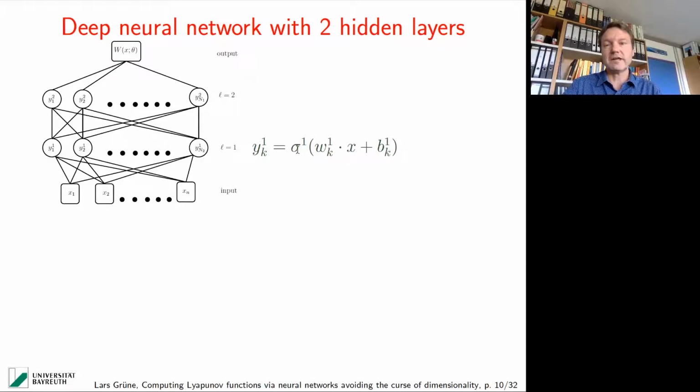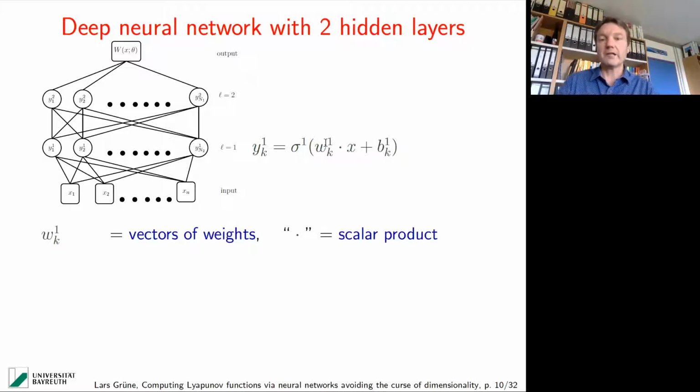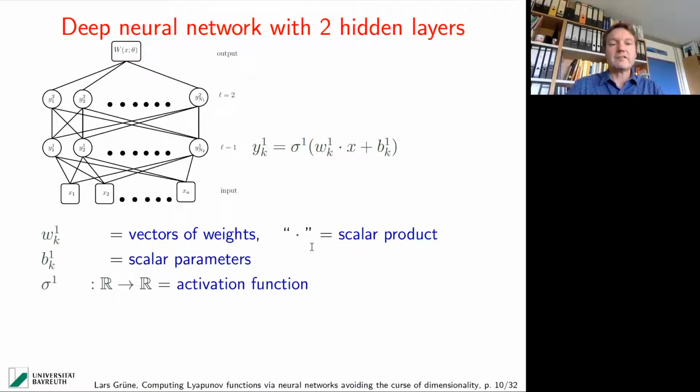How do we compute these? Well, these are the usual activation functions. So we make an affine combination of the input values, plug this into an activation function sigma 1, and then we get the value y k 1, and we do this for k from 1 to n1 here. w here is a vector of weights. This dot denotes the usual scalar product. Beta k 1 is a scalar parameter which just shifts this affinely, and sigma 1 is an activation function.